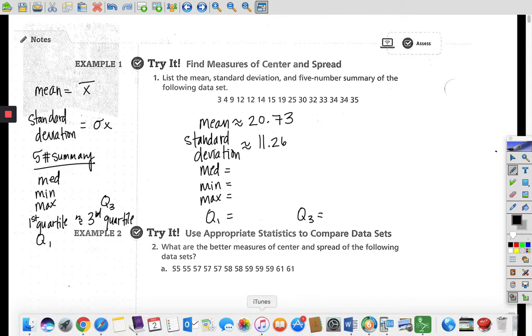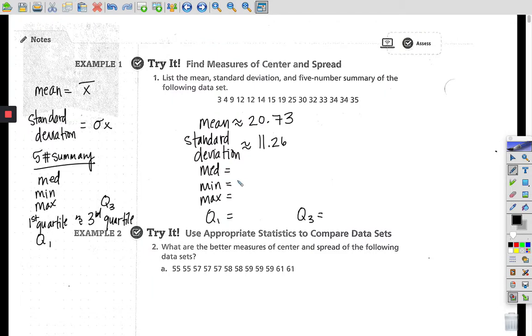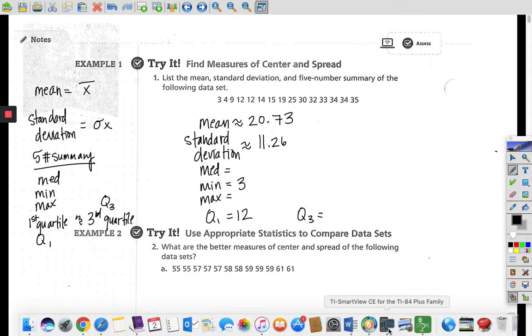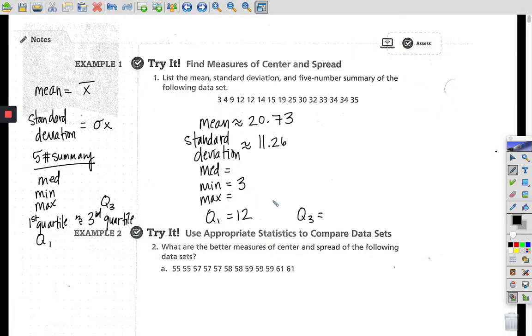Let's see what we came across next. Next, what we saw was our minimum is 3. Q1 is 12. Median is 19. Q3 is 33. And our maximum was 35.